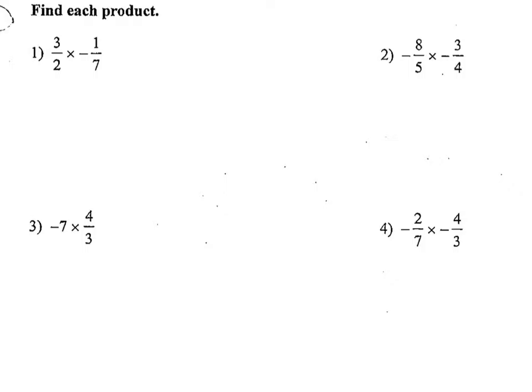Okay? So for example, number 1 is going to be negative 3 over 14. Multiply straight across. Wait, wouldn't it be? No, you put the negative sign with the numerator. Okay. Negative sign with numerator.